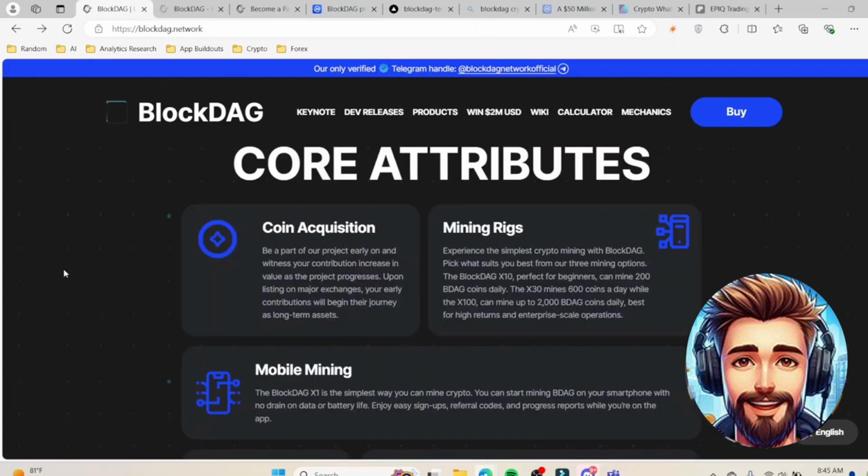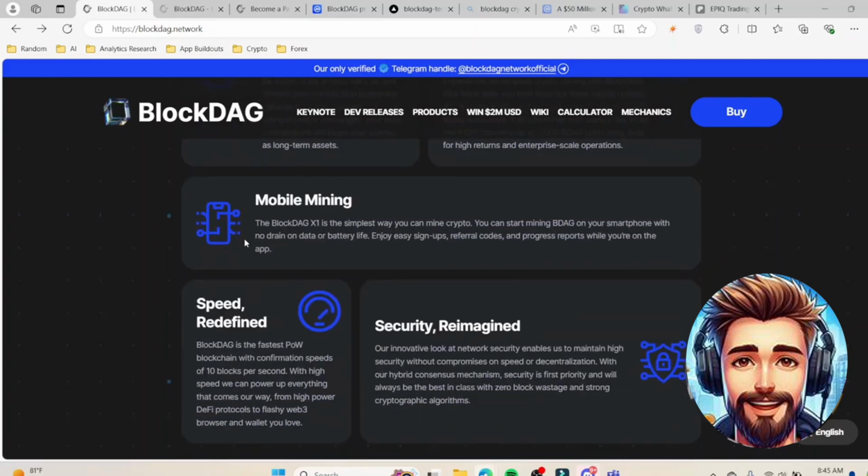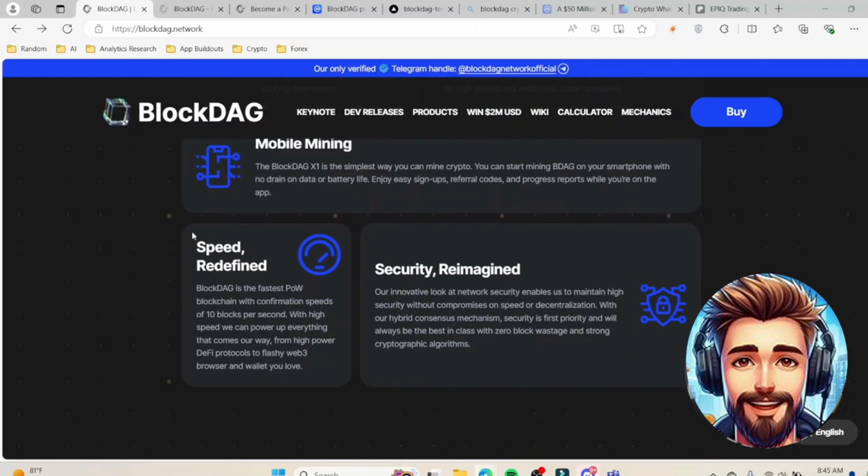Now, the ways to get BlockDAG, or the core attributes, is just being able to buy coins through coin acquisition. You can get coins through mining rigs. You can get coins through mobile mining. And on top of that, you have the fastest proof of work blockchain at 10 blocks per second. And by being a DAG, it's one of the most secure systems that you can get because a DAG is a lot more secure than a typical or standard blockchain would be.